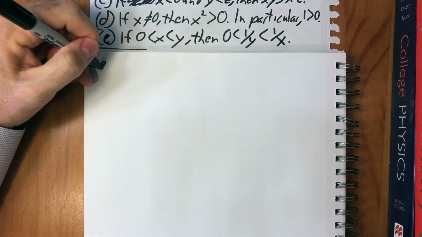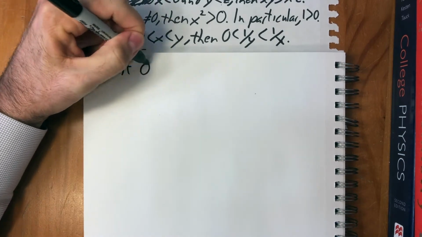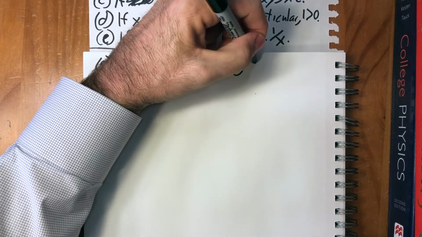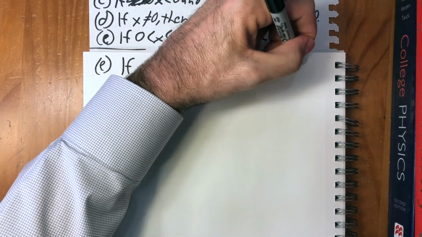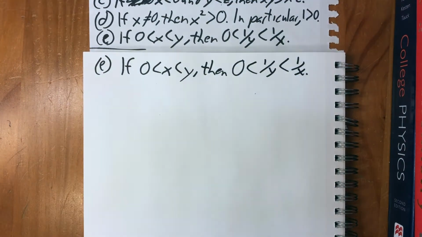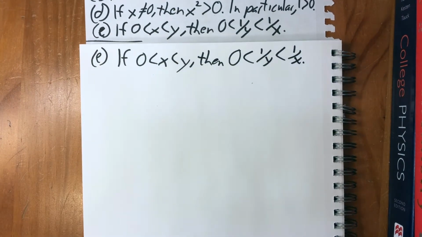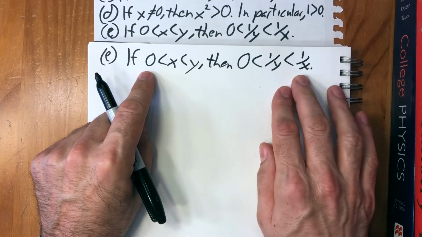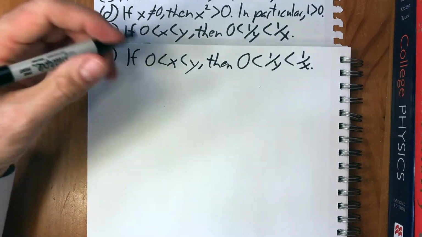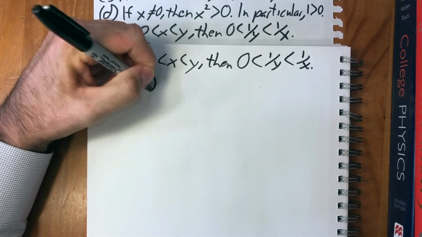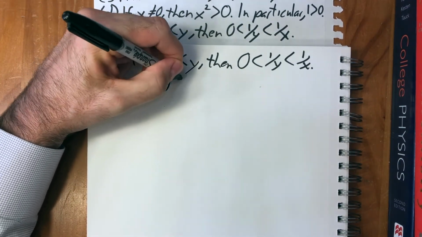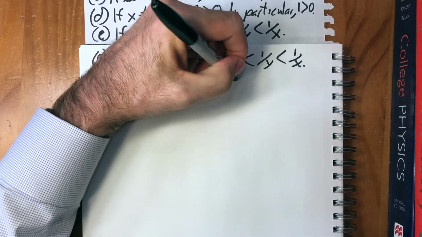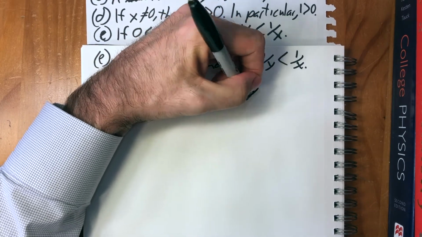Finally, this most interesting one: if 0 < x < y, then 0 < 1/y < 1/x. So really there are three different inequalities in here, and we have to prove all three of them to show this is true. One is that if 0 < y, it implies that 0 < 1/y.